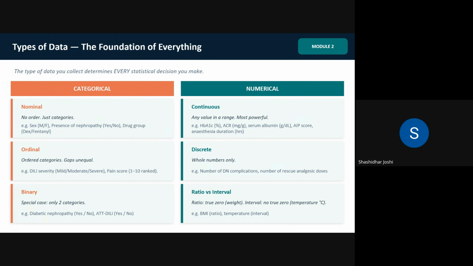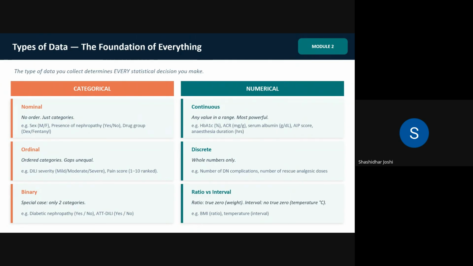Now the difference between this category and the previous category is that it's discrete. You cannot say 2.1 DN complications. You cannot say 3.1 rescue analgesic doses. That is meaningless. That doesn't make sense. Or for example, number of accidents happening at a particular junction, right? That's a whole number there. You cannot say there were 2.6 accidents, right? So that's the reason it is called discrete data. That is the major difference between continuous and discrete. Discrete is a kind of whole number. Continuous is that the data can take any value on a particular scale.